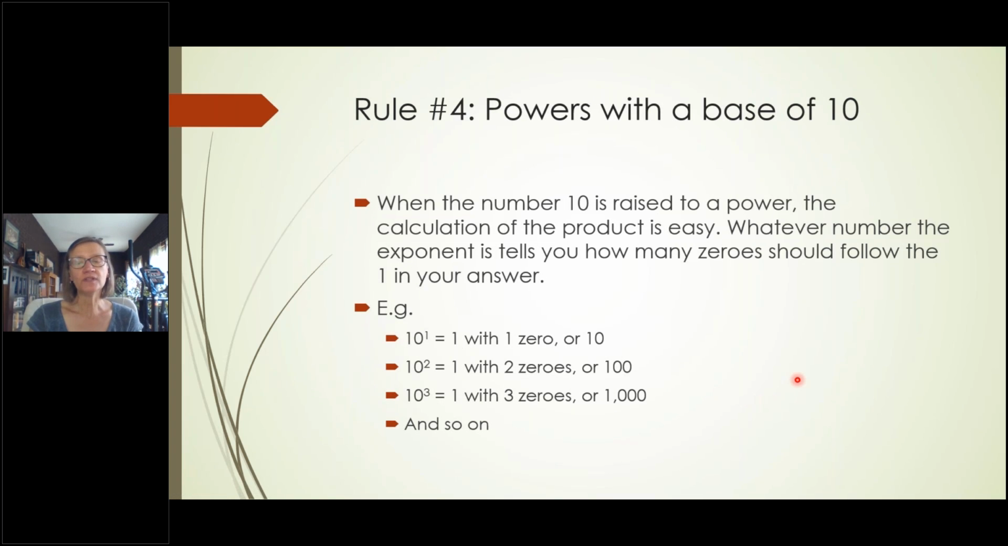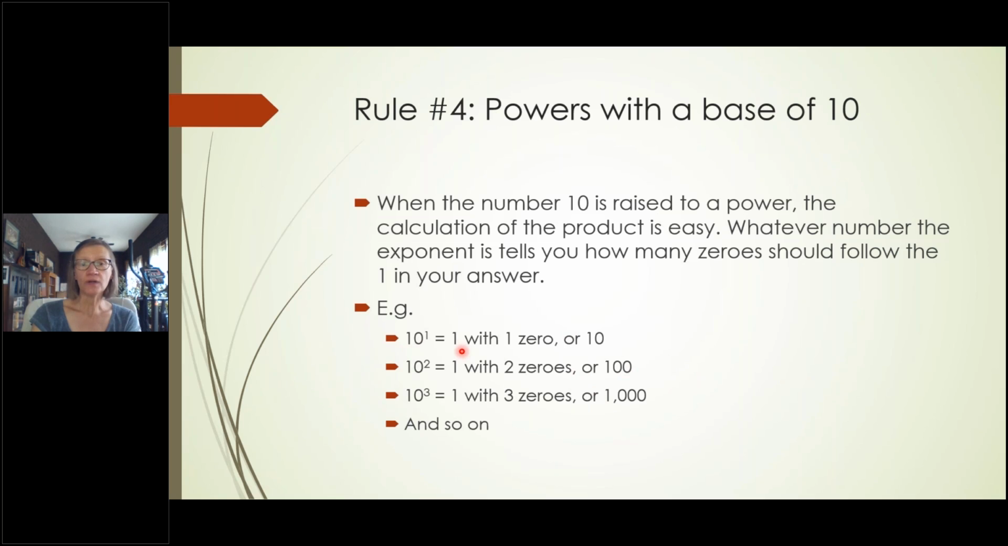And then rule number 4, this is a pretty useful one. When the base is 10 and it's raised to a power, the calculation of the product is very easy. Whatever number the exponent is tells you how many zeros should follow the 1 in your answer. So here are some examples.